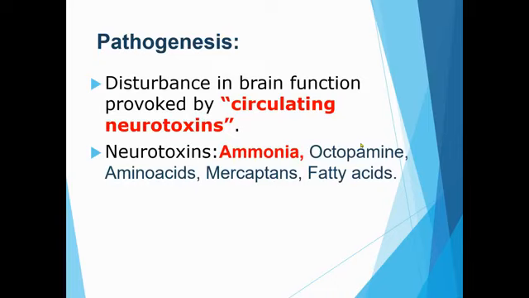There are a lot of neurotoxins, but the commonest one is ammonia. This ammonia is produced in the gut by the fermentation of nitrogenous substances, especially protein, by the bacteria. That ammonia is absorbed into the portal circulation and goes to the liver. A normal liver detoxifies the ammonia, but a cirrhotic liver cannot. So the ammonia, together with the blood, goes to the brain and causes the features of hepatic encephalopathy.